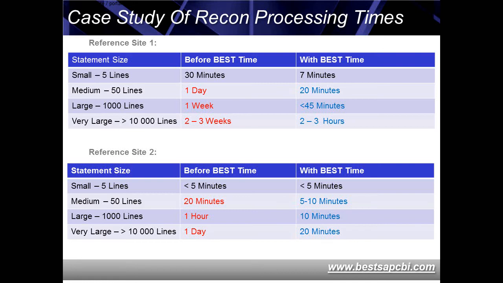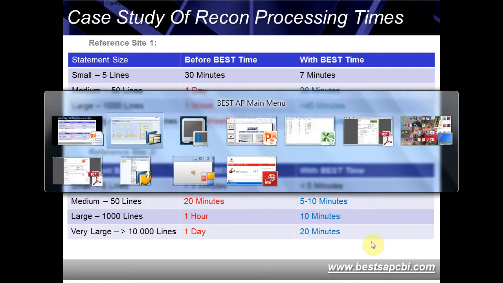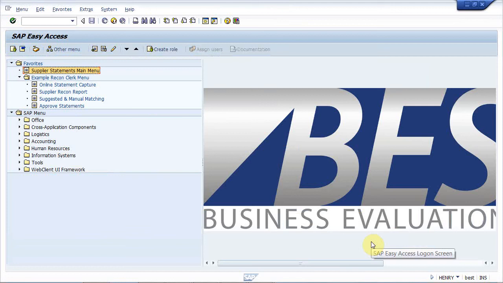Well done, you've made it through the slideshow. Let's now move into SAP. Recognize that as the SAP screen, the SAP main menu. Once you install the BEST add-on module, new transactions will be available to you. For example, here is an example menu of transactions that a clerk would be allocated to load statements, review the recon report, process exceptions, and approve recons.